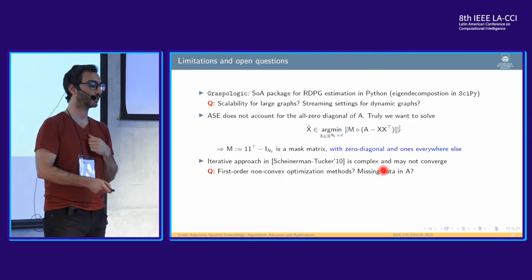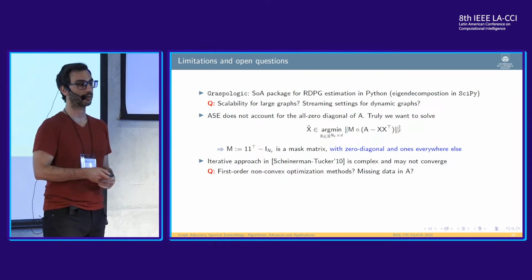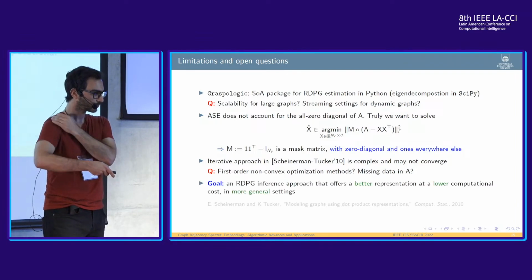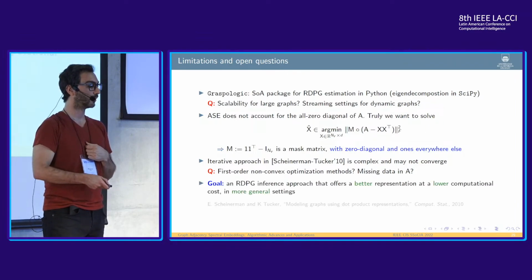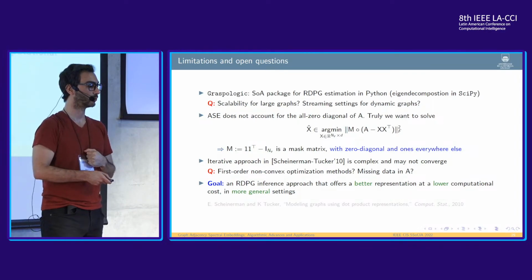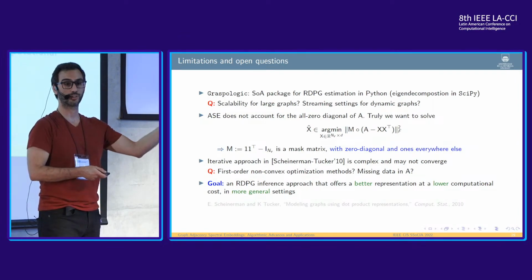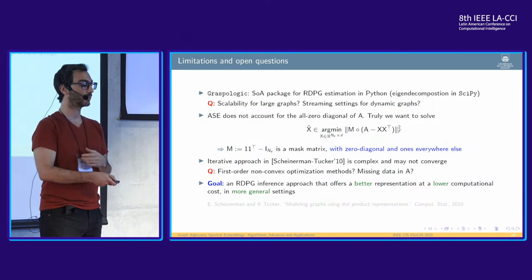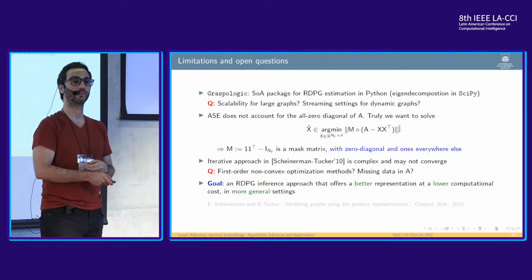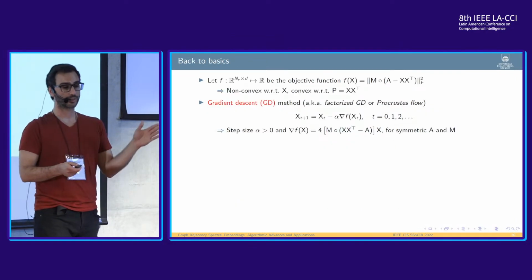So how do you solve this? This is our problem now, right? This is non-convex again, and we don't have a closed form solution. So this is the goal, to give a better representation, better in the sense that this is exactly the cost function that we want to minimize, at a lower computational cost, in the sense that the eigendecomposition is expensive, and in more general settings, meaning that we can allow for missing data in the setting. And the approach is very simple.